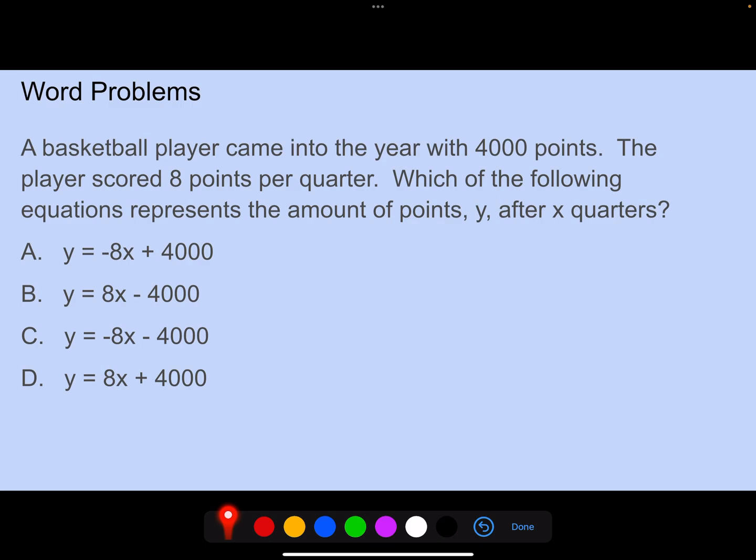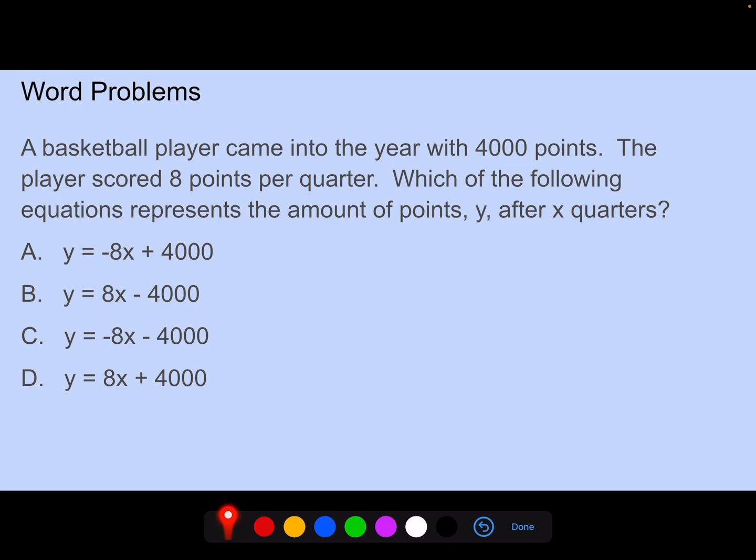Some word problems. A basketball player came into the year with 4,000 points. I look at that right away and I go, well, I can't have negative 4,000 points. So I can automatically erase this one and this one. These can't be my answer because I'm not down 4,000 points in this problem. The player scored 8 points per quarter. I can automatically get rid of the negative ones because I can't lose 8 points per quarter. That's not how basketball works.